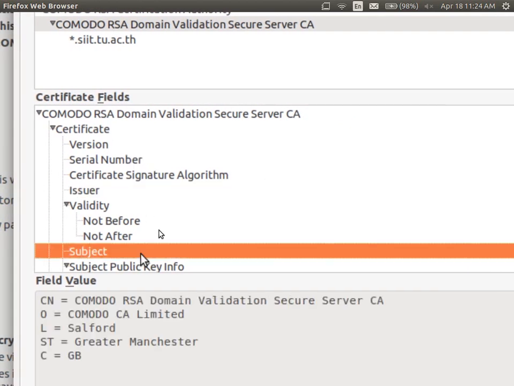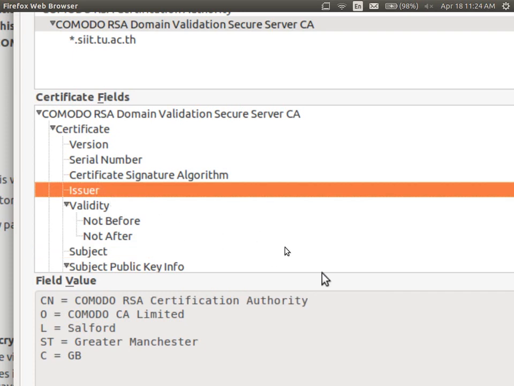The subject of that second certificate is Komodo RSA Domain Validation Secure Server, the issuer of mine. And the issuer of this second certificate is another identity. Same company, slightly different name. Komodo RSA Certification Authority. We actually have a hierarchy. Okay? We may not just have one authority, we may have multiple authorities. And we see that in this example.